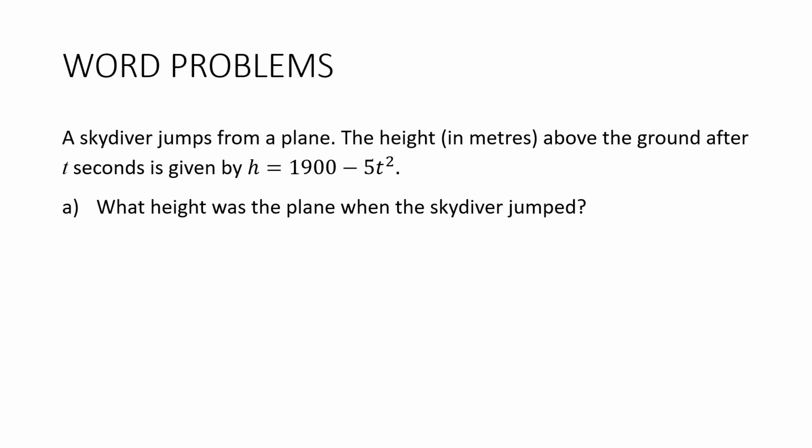You might also see the words initially. What height was the plane initially? If you ever see that, it means t is equal to 0. So all we have to do is substitute 0 in here. So the plane was at 1900 meters.